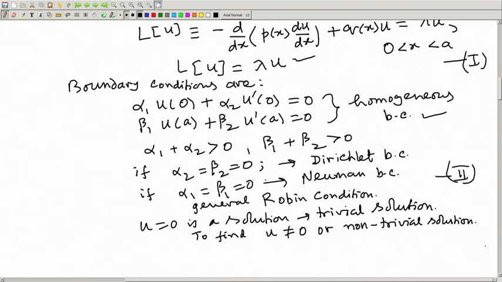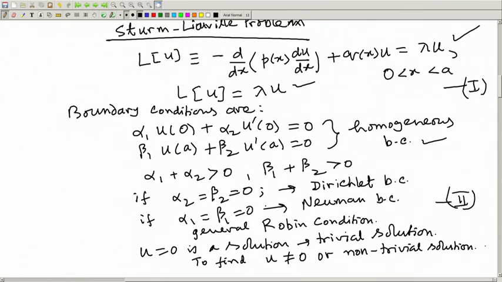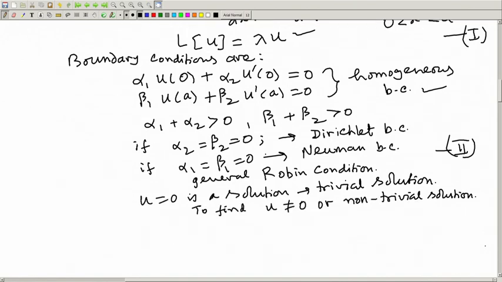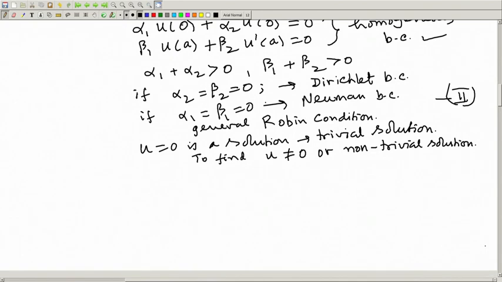Now, a few properties or characteristics of this Sturm-Liouville problem, or this operator L, we can look into. One is that this operator is self-adjoint.